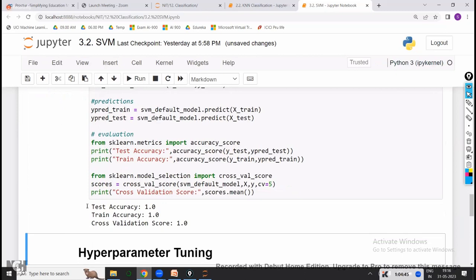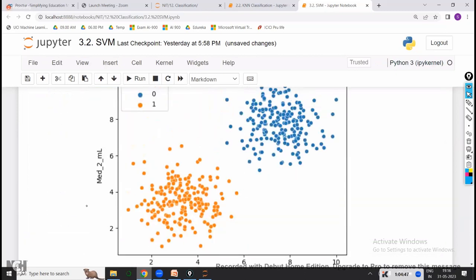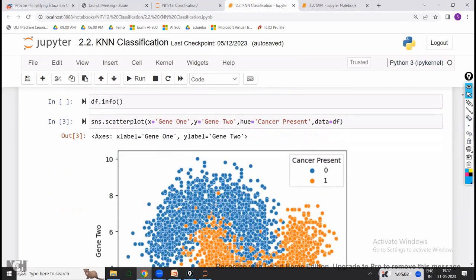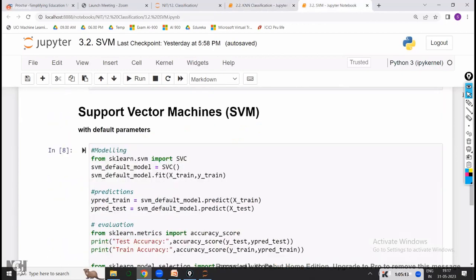Why have I got 100% directly? Because it is able to separate by a linear line, easily separating. Not even one data point is misclassified. Easily it is separating, and that is the reason I have got 100%. But if you give this data set and apply SVM, it will not give 100%, because linear SVM will not work. By default, it will take linear. It will not give a good result. But here I have got 100%.